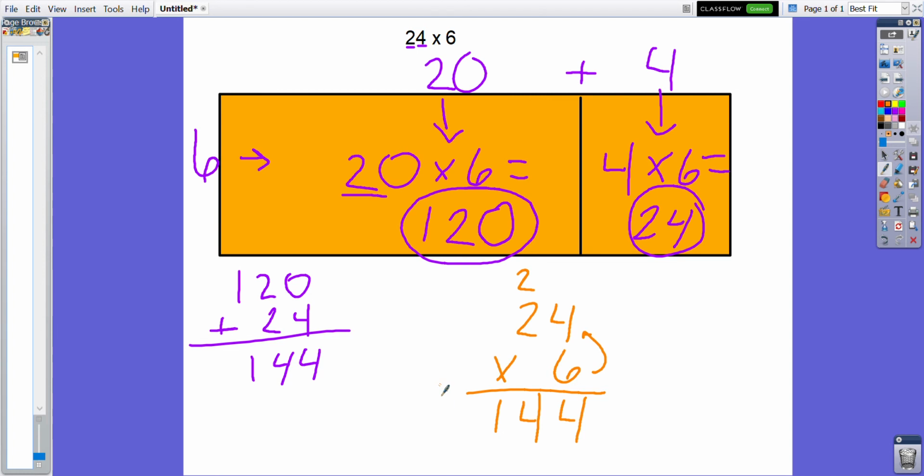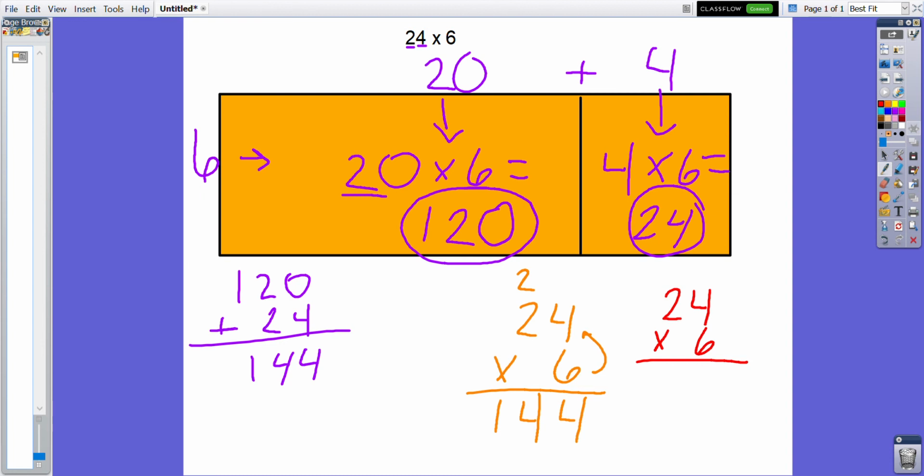So there is one more step and one more other way to represent this problem. And the way that we're going to do that is we're going to show it using partial products. So it's going to look just like our area model and similar to our standard algorithm, but just slightly different. So I'm going to use red for 24 times 6. And now I'm going to break it down into pieces.